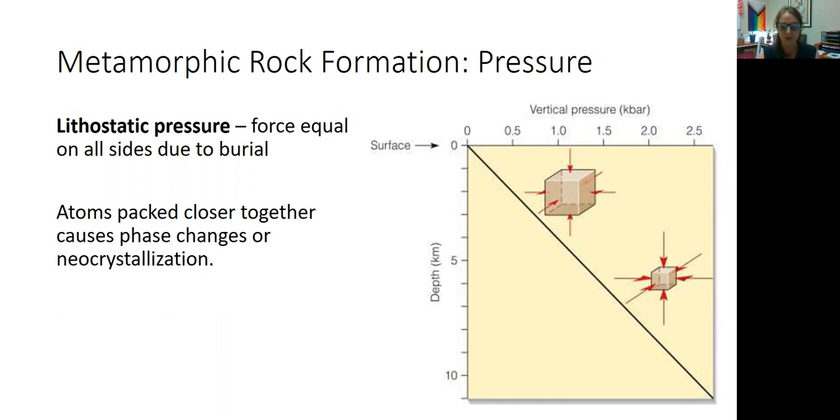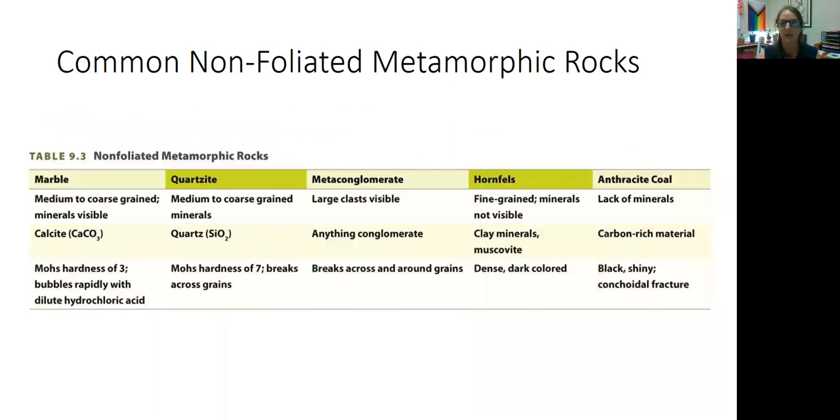When you have lithostatic pressure, there's nothing to create foliation. There's nothing to create those layers. Instead, you get a non-foliated metamorphic rock. Non-foliated just means no layers.